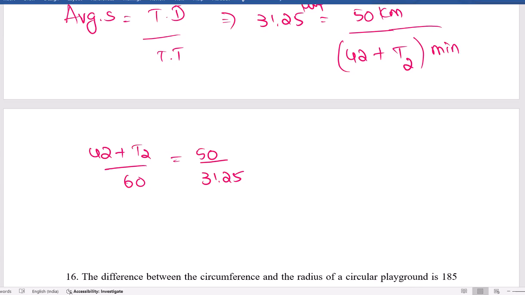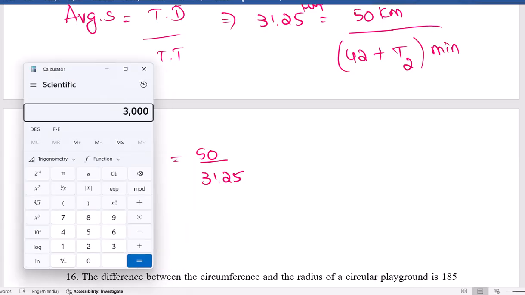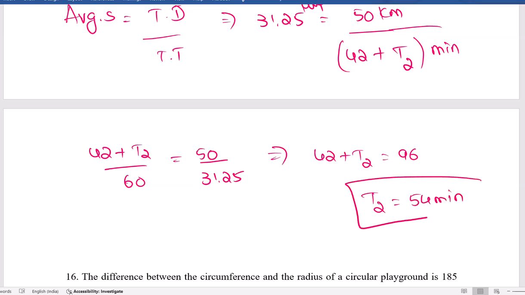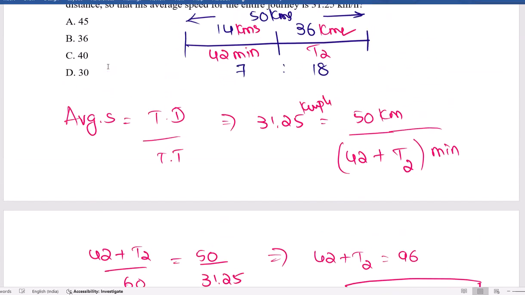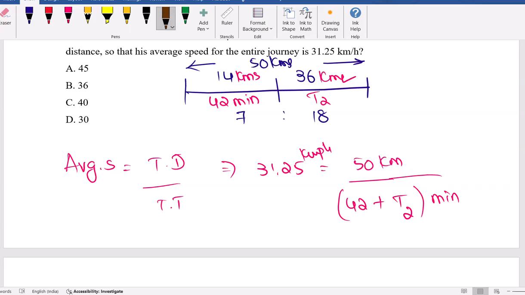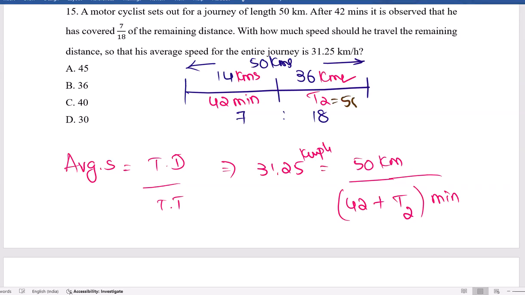As calculator allowed, 3000 divided by 31.25 is 96. So 42 plus T2 is 96 minutes. T2 will be 54 minutes. Second, remaining journey covered in 54 minutes. This 36 kilometers should be covered in 54 minutes. Then what is the speed?